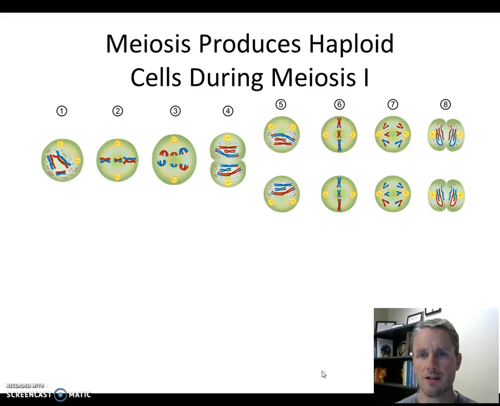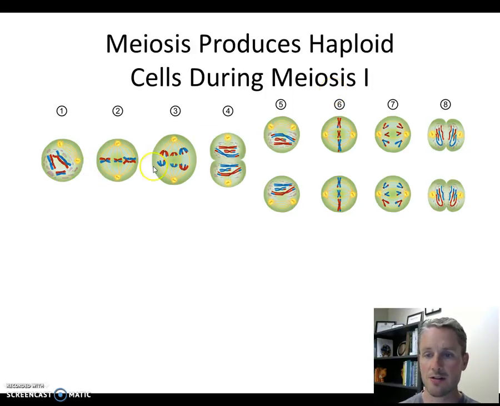The last point I wanted to make to wrap up a conversation of haploid versus diploid cells is when precisely during meiosis are these haploid cells produced? So it turns out that cells go from being diploid to haploid during meiosis 1. So I want to point out this detail and then we'll end.